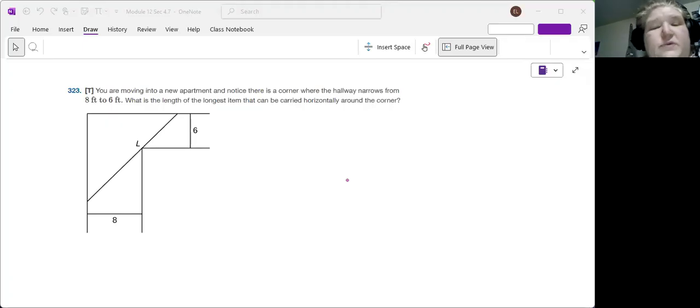Hello, my lovely students. So we're going to take a look at this last crazy optimization problem. This one is going to involve angles, so we are going to be using some SOHCAHTOA stuff here.